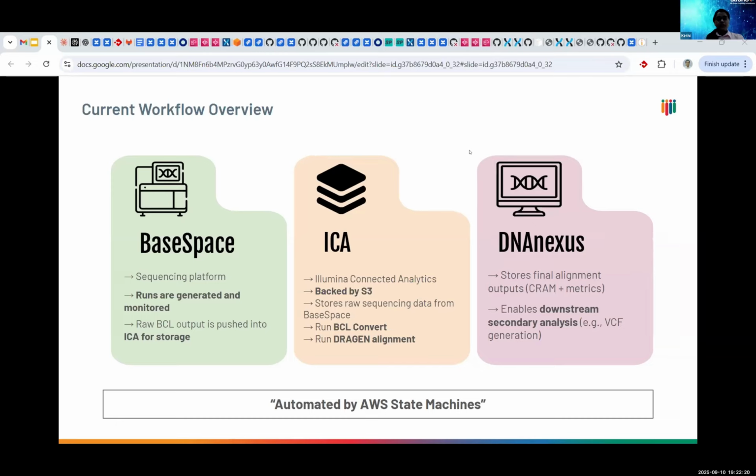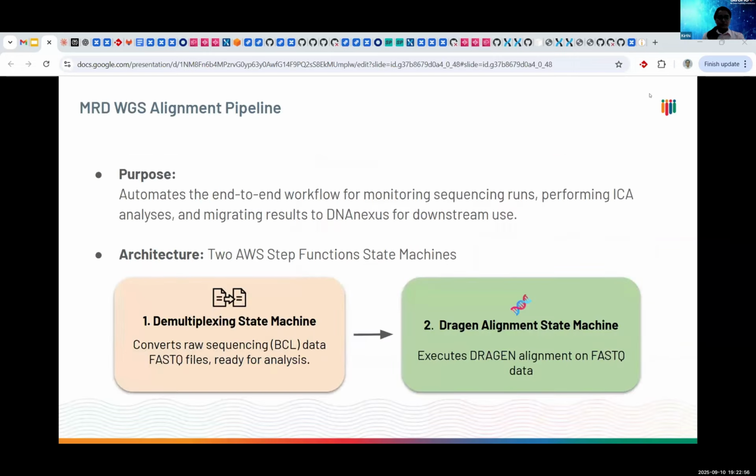Finally, once we have the results, the results are stored in DNAnexus. DNAnexus is basically used for our long-term storage and analysis environment. It is where the alignment data lives and where any other tools can pick that alignment data for any further analysis. So we have tried automating this entire journey, from BaseSpace to DNAnexus, so that people don't need to watch over every step of it, using what we call AWS state machines.